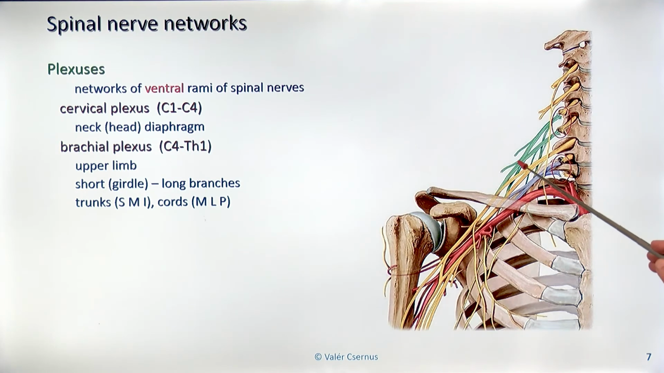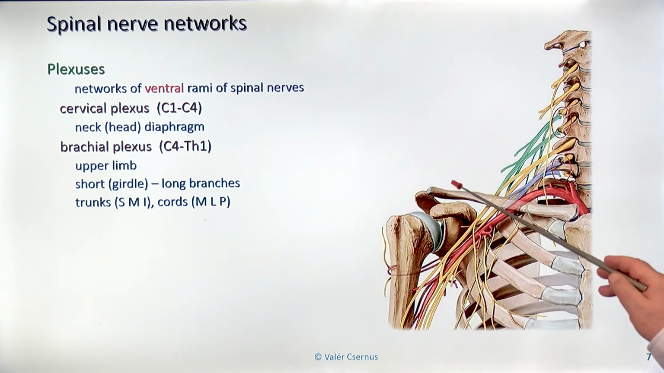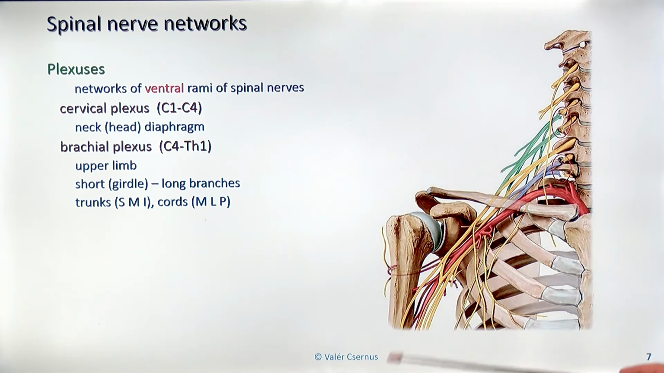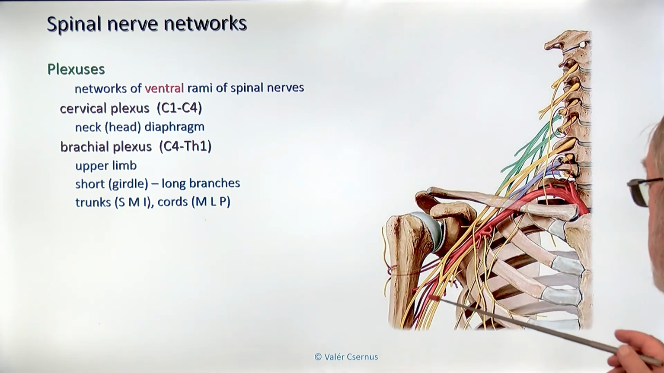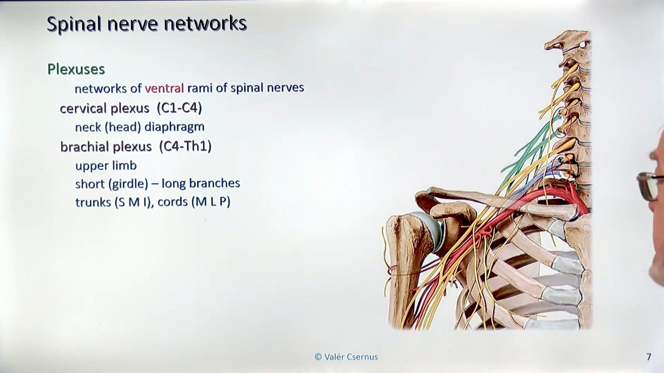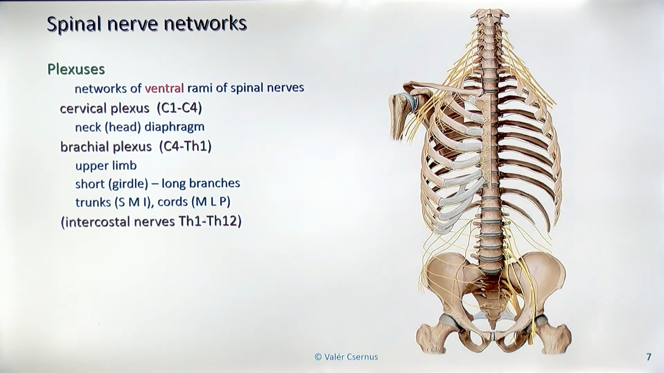The fibers join and reorganize twice. First, the ventral rami gang up into three groups. These are named trunks. We have a superior, a middle, and an inferior one. And below the clavicle, they also reorganize, exchange their position, and relative to the axillary artery, they again form three groups. This is what we name cords. We have a medial, a lateral, and a posterior cord. The branches of them you will study in detail in the dissecting room.